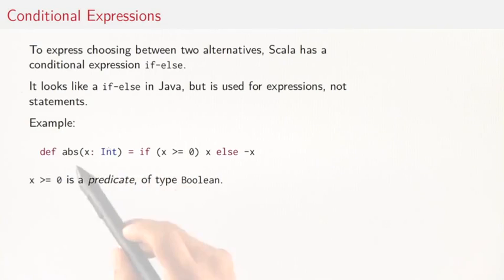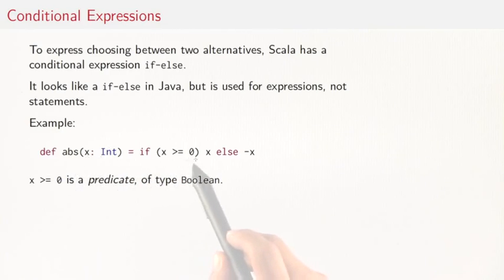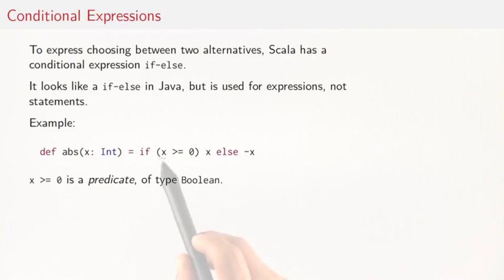We define an absolute function which takes an x, which is an int, and it says, well, if x greater or equals 0, x, otherwise minus x. What you see here is that the if-else is actually an expression. It's not a statement where you have to set a variable and then return a variable. It's an expression. The x greater than 0 here is an expression of type Boolean, and such expressions we sometimes call predicates.